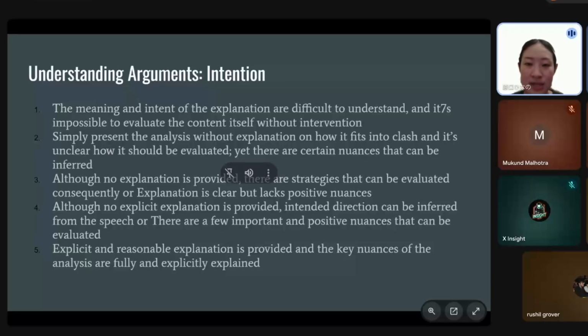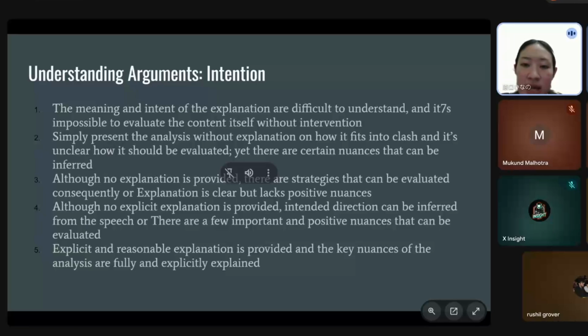The fourth level is that although there is no explicit explanation, the intended direction can be inferred from the speech, or there are a few important and positive nuances that can be evaluated. For example, they say, OO said X, but we disagree with this because, or our extension is not relevant to context or characterization. These are the intentions they have, stated in the speeches.